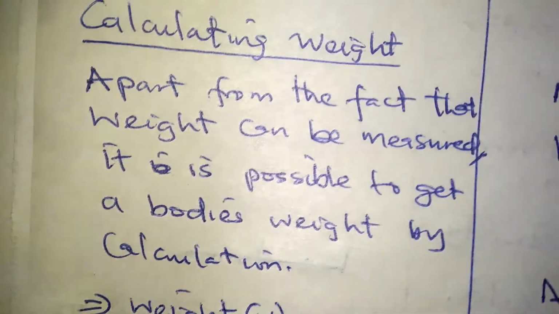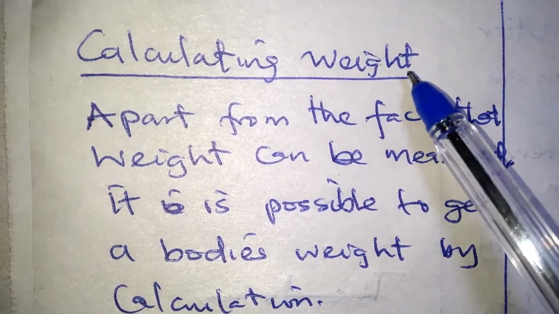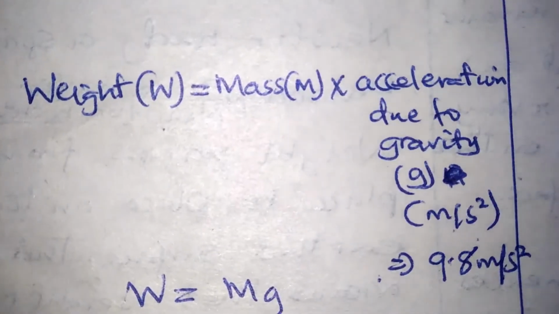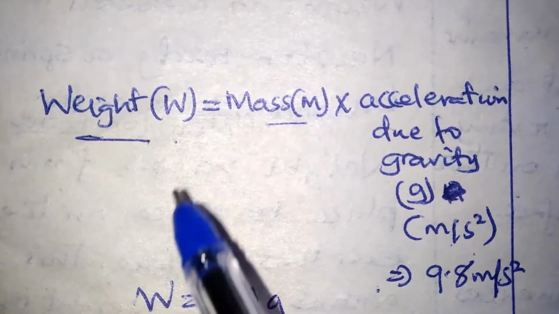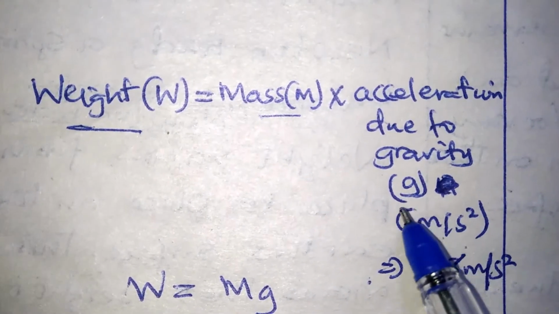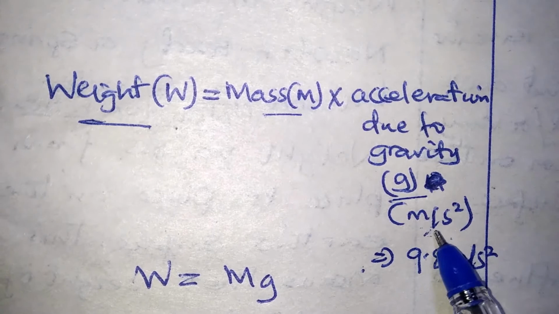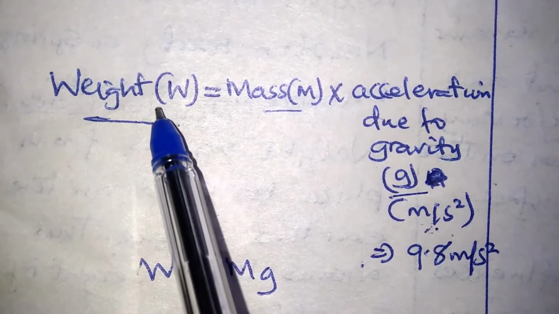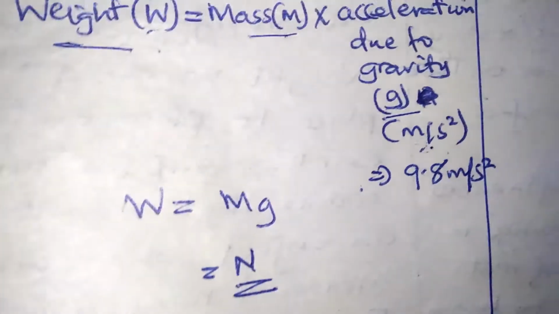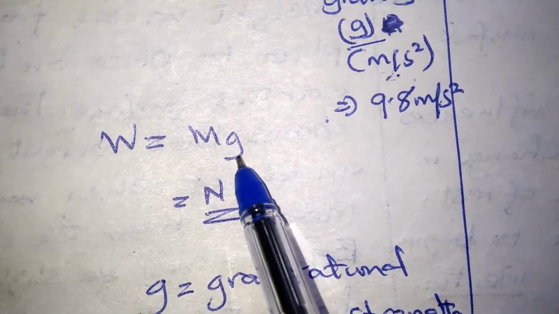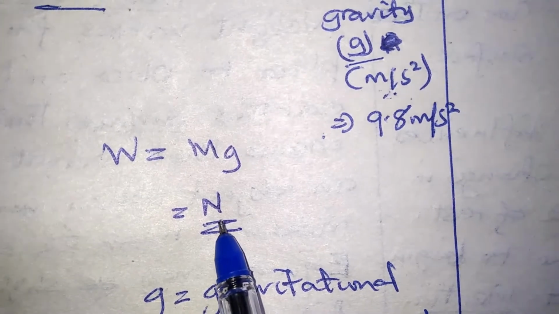Normally, apart from the fact that weight can be measured, we can also get weight by calculation. To calculate weight, we need to use the formula: weight is equal to mass times acceleration due to gravity, g. The acceleration due to gravity g is measured in meters per second squared. If we use the symbol W for weight, m for mass, and g for acceleration due to gravity, then W is equal to mg, and the SI unit for W, which is weight, is Newton.